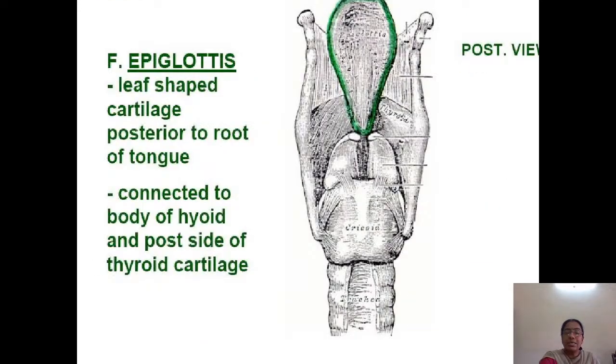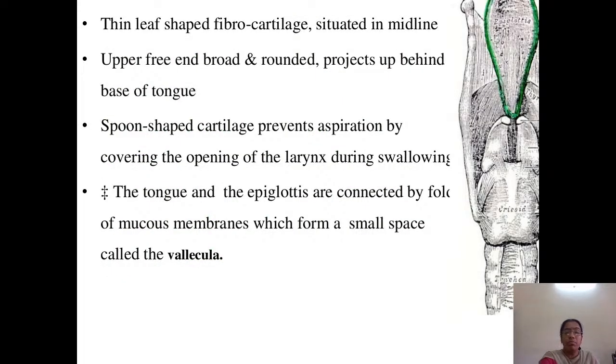And the last unpaired cartilage is the epiglottis. The epiglottis is leaf shaped, with a broad upper part and narrow lower part, connected to the hyoid bone and the thyroid cartilage by means of a membrane. So these are the important points.